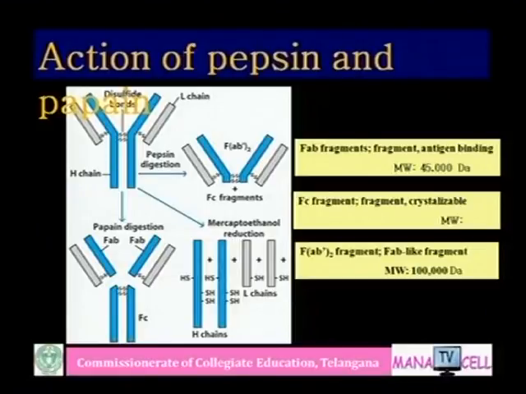Whereas, when treated with chemicals like mercaptoethanol, the mercaptoethanol reduces the disulfide bonds present between the heavy chains and between the light chain and heavy chain. Due to that, you will get 2 bands, one called the 25 kilodalton band and another called the 50 kilodalton band. The 25 kilodalton band is the light chain, 2 identical light chains, followed by the 50 kilodalton band, the heavy chain.